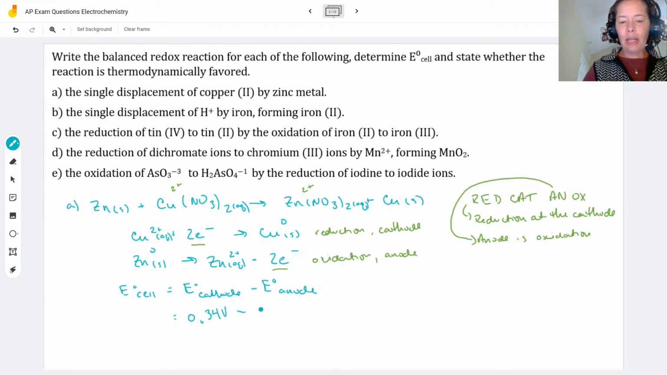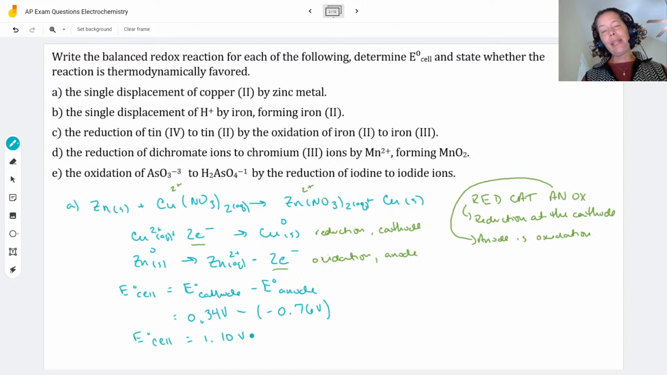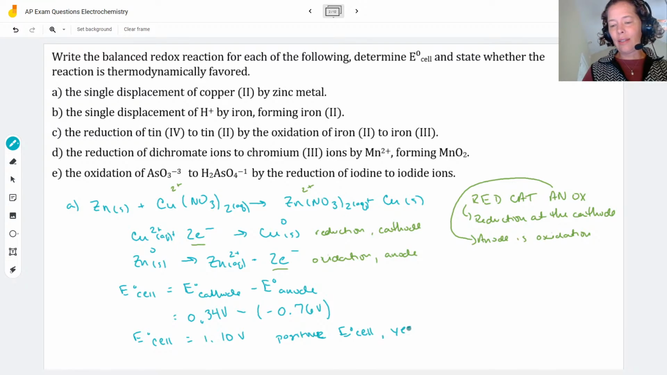So now I'm just plugging that in. That was a negative 0.76 volts. And so our Ecell is simply 1.10 volts. And the other thing that we have to determine is whether this reaction is thermodynamically favored. Well, we have a positive Ecell. That was terribly written. Positive Ecell. So that means, yes, we are thermodynamically favored. Okay, so at least the last part's easy to identify.